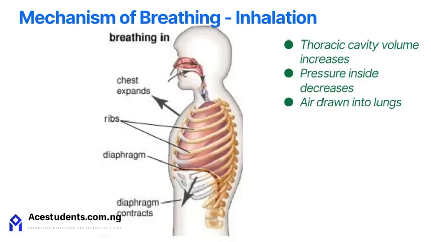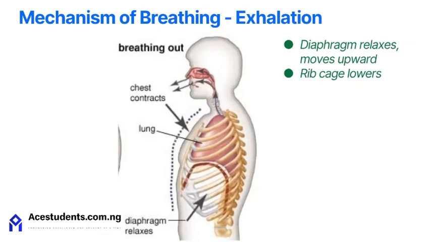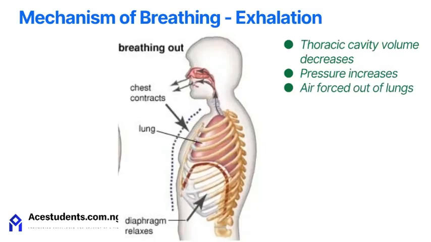Let's look at exhalation. During exhalation, the diaphragm relaxes and moves upward. The intercostal muscles also relax, lowering the rib cage. This decreases the volume of the chest cavity. The pressure inside increases, forcing air out of the lungs.